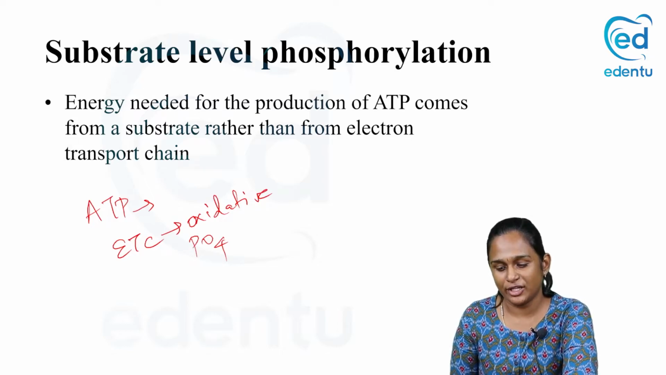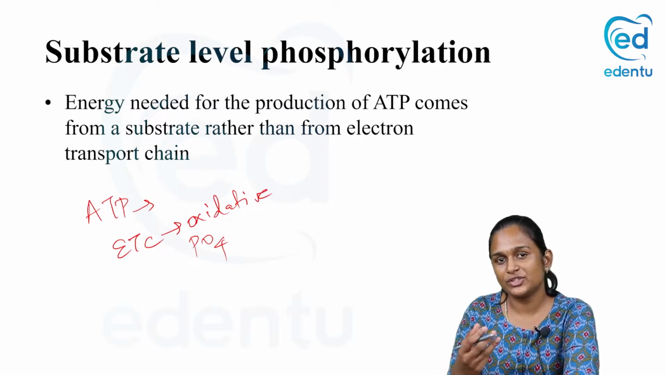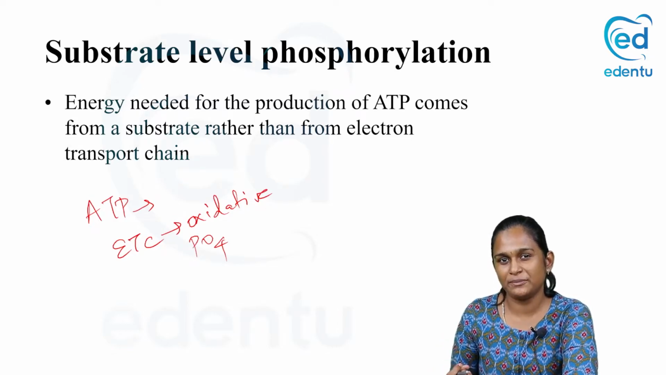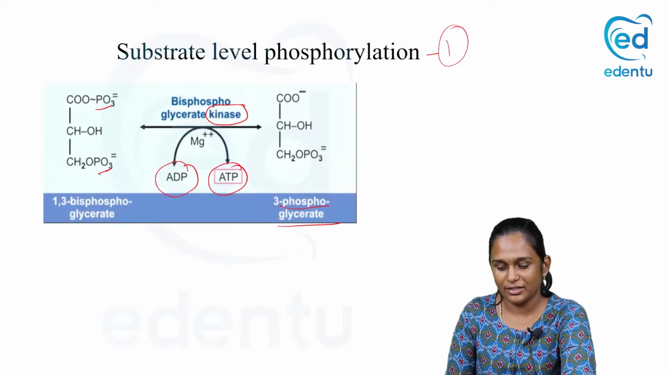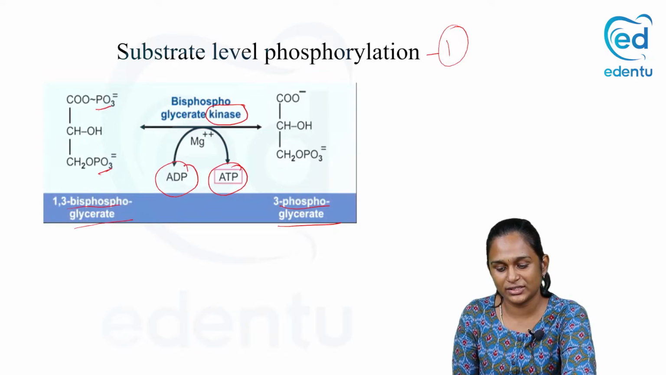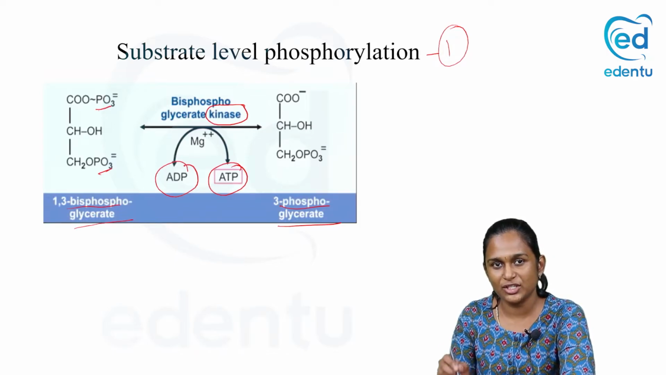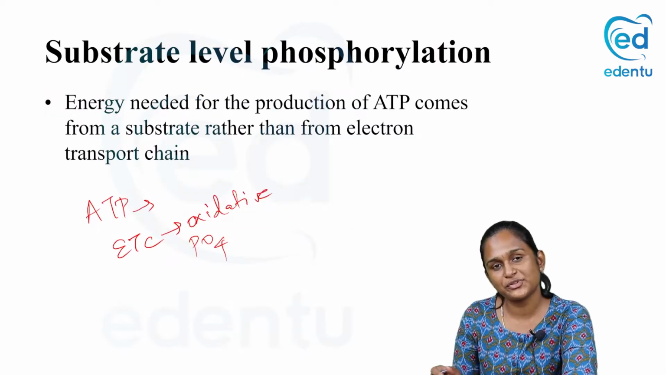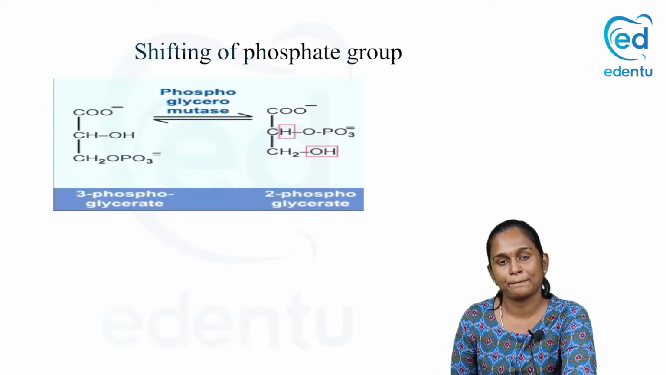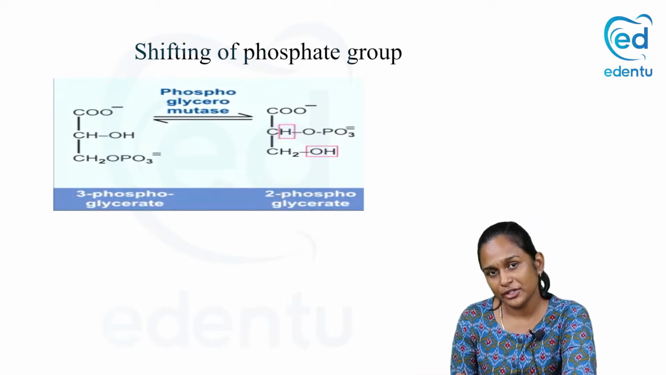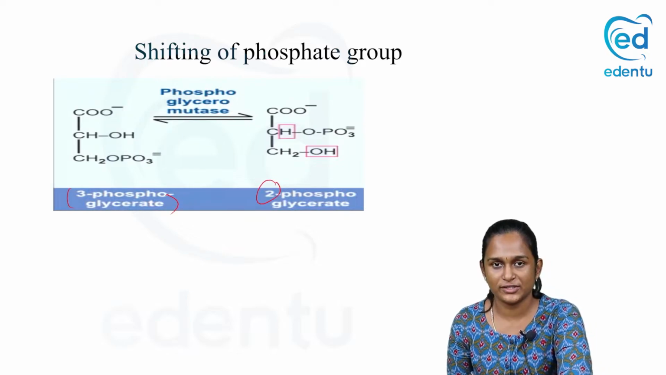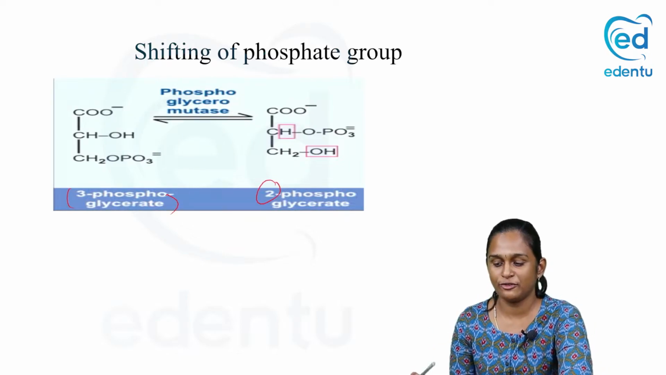Substrate level phosphorylation means the energy needed for the synthesis of ATP is derived from the substrate itself. Here the substrate is 1,3-bisphosphoglycerate, which itself gives energy for the synthesis of ATP from ADP. So this is called substrate level phosphorylation. Next, we are going to shift the phosphate group from 3-phosphoglycerate to 2-phosphoglycerate. Basically, we are going to change the position of the phosphate group.